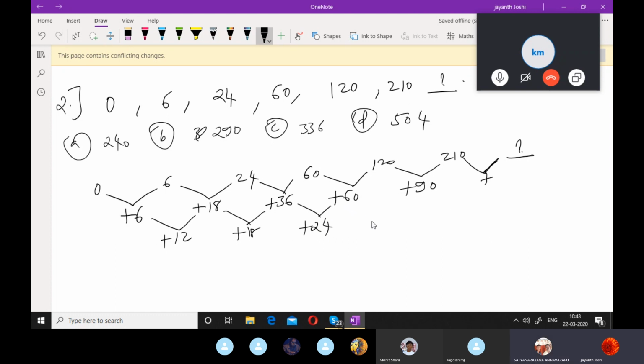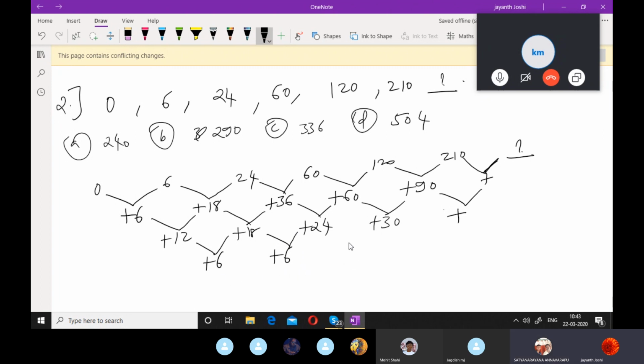So you'll get the answer in the next step. 60 plus 30, 90. Now what shall I add to 90 to get the next number? I don't know. So I'll try to trace that number. Now 12 plus 6, 18. 18 plus 6, 24. Okay, it's like giving me good news that the differences are the same here.